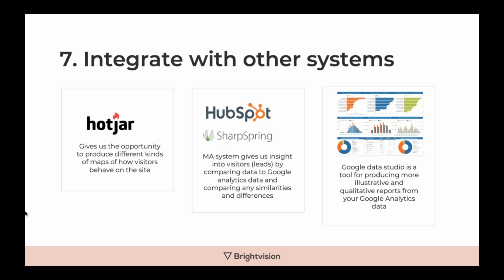Google Analytics is a great tool that gives us tremendous insight when used properly, but there are tools that, combined with Google Analytics, give us both more and qualitative data. For example, Hotjar. Hotjar gives us the opportunity to produce different kinds of maps of visitors and how they behave on the site. On each page, you can track how a visitor scrolls, clicks, and moves their mouse, both from a desktop perspective or a mobile perspective.